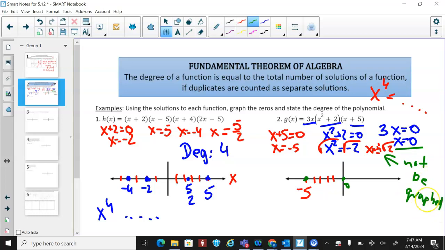We only graph real numbers, okay? So, what would be the degree of the function? It would still be fourth degree. Why? I got one solution, which is -5. I got 0 as a solution, which is 2 solutions, and then I have plus or minus i root 2. That's 2 different solutions, right? So that makes it a fourth. So the degree would be 4.